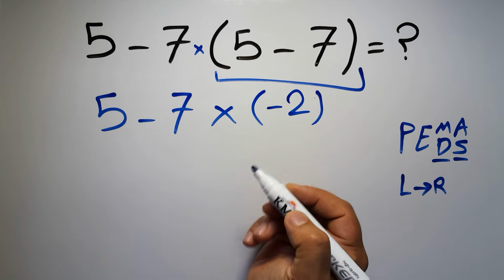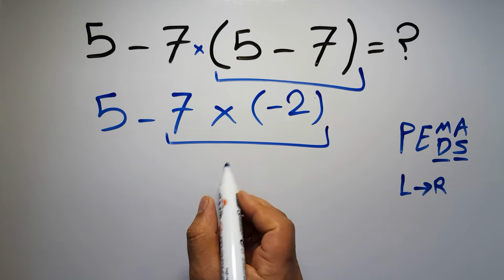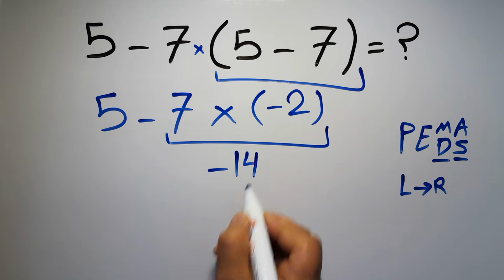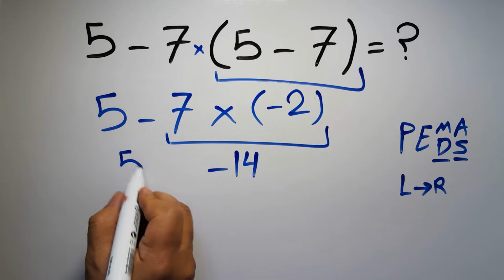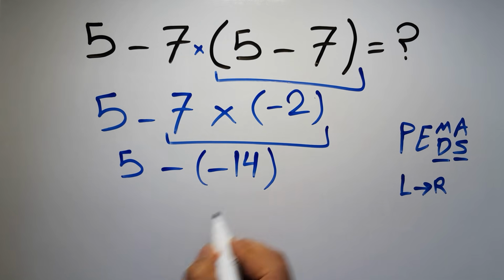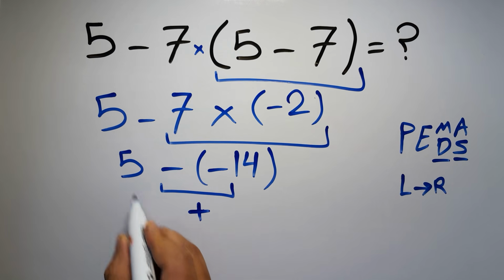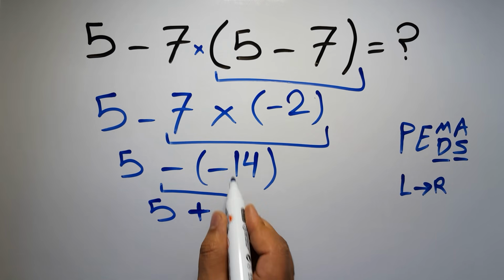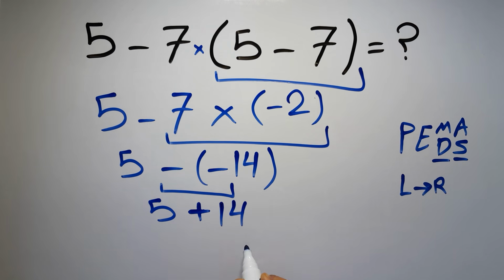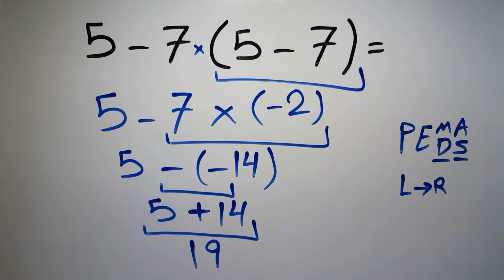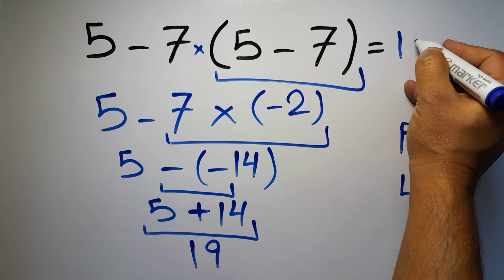7 times negative 2 gives us negative 14. So 5 minus negative 14. Negative times negative equals positive. So 5 plus 14. Okay, which equals 19. And this is our final answer to this problem. The correct answer is 19.